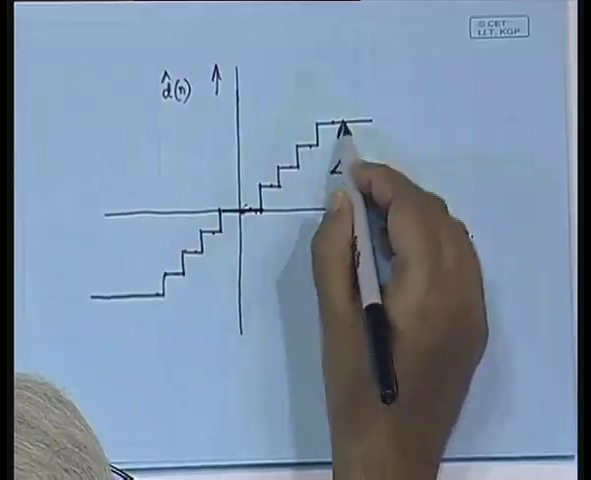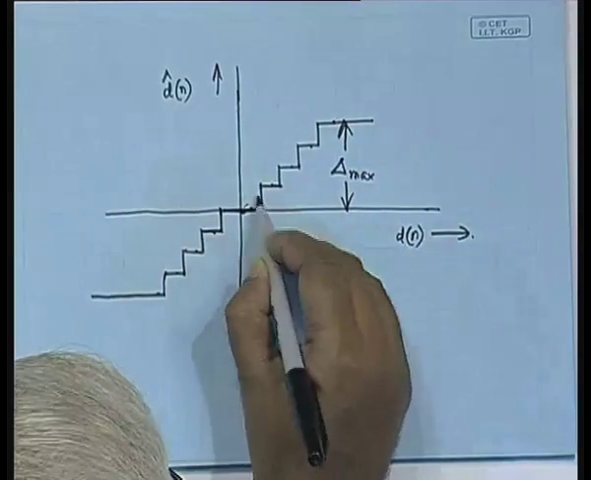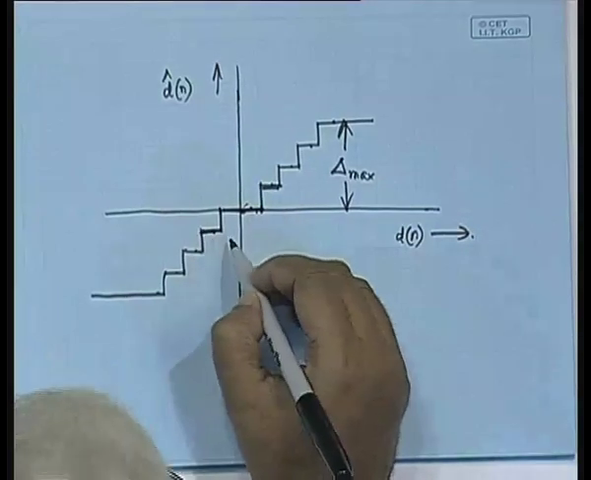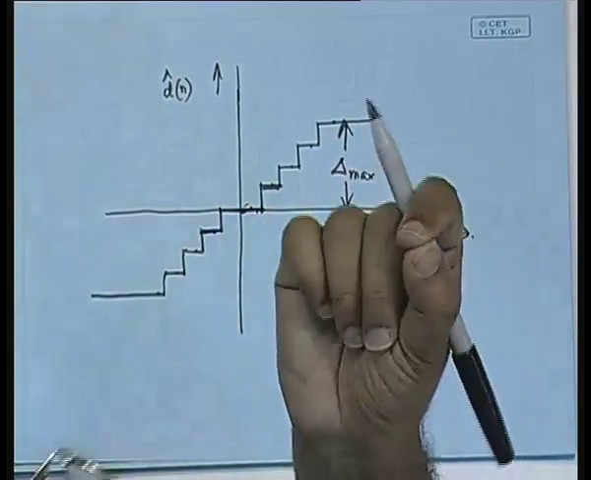But again, granular noise, in this case we can expect a little lower granular noise, because at least this step size is not delta max, but is much lower than the delta max. But even to some small extent it should be there.